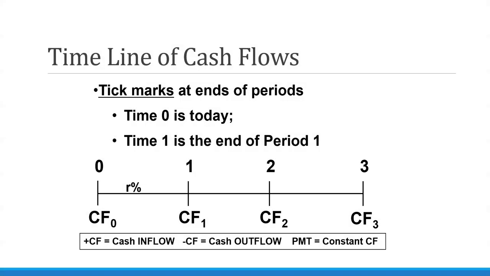When we're looking at the timeline of cash flows for present value, we have year 0, which is today, and then we have each year. R is our rate, plus CF is a cash inflow, negative CF is a cash outflow, and PMT is a constant cash flow that happens on a yearly basis. So that's a payment. That's also called, in the time value of money, an annuity. That means that you would want to take out a regular amount over a period of time. Right now, we're just looking at single sums.